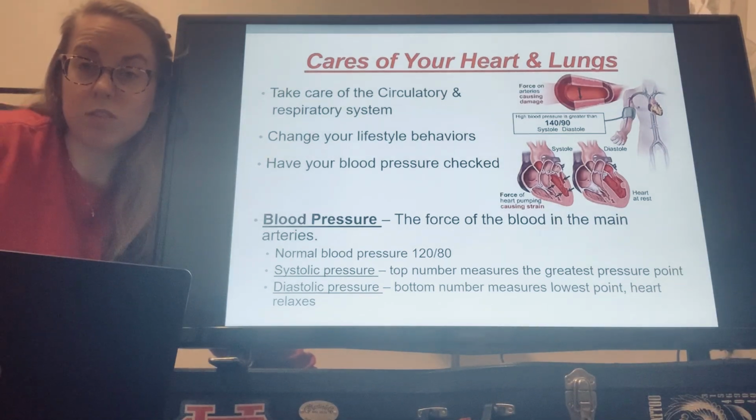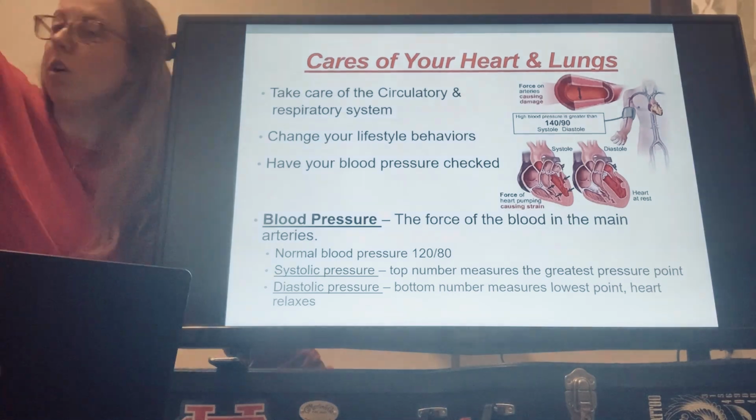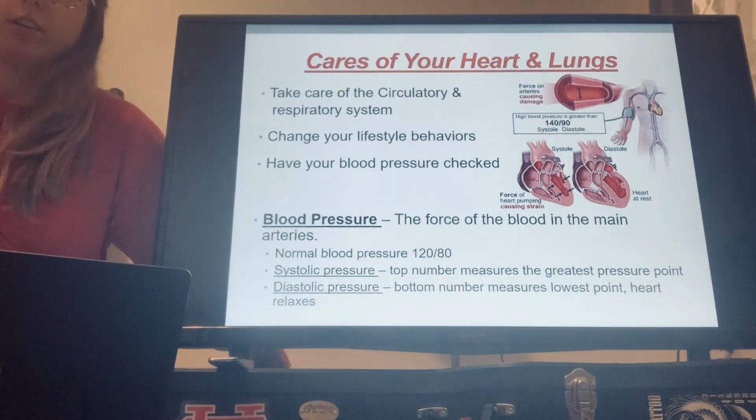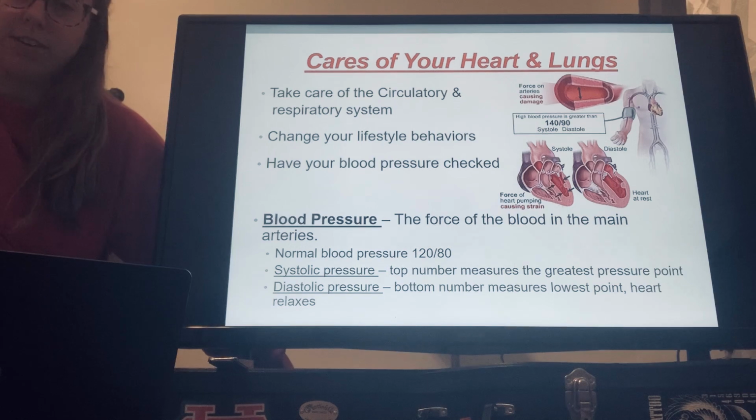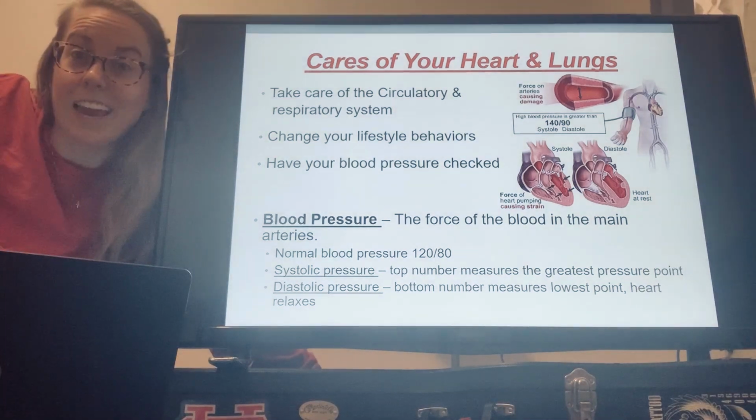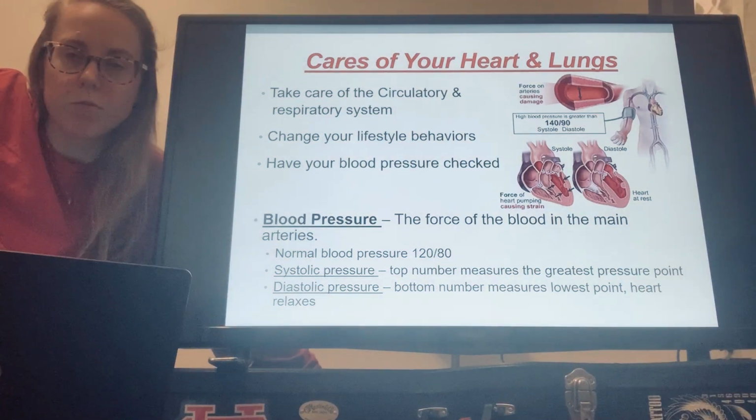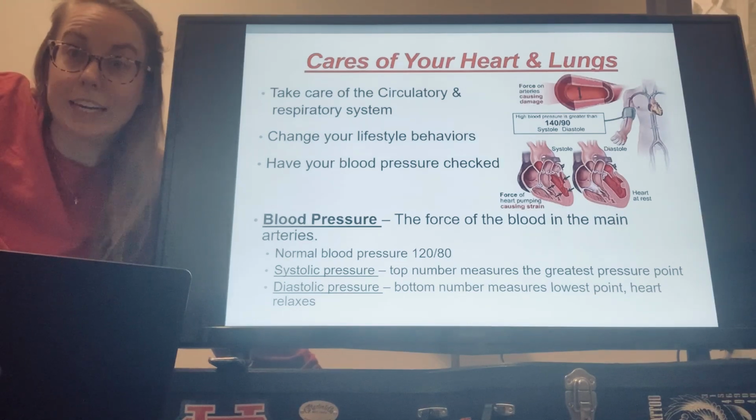So this, our normal blood pressure would be considered, sorry guys, my dog is on the bed next to me and he is digging like a hole in the bed. Not really, but figuratively. Sorry, continuing.